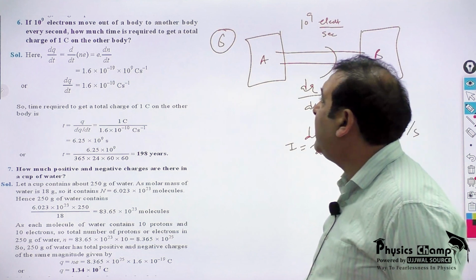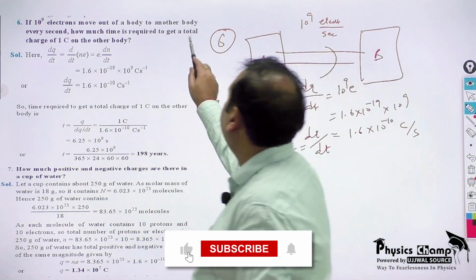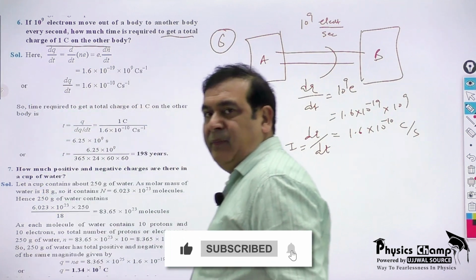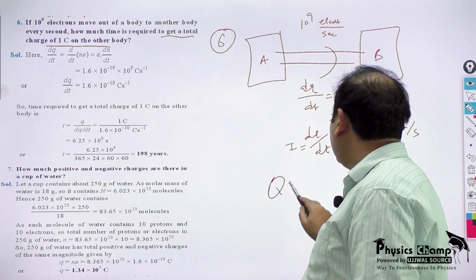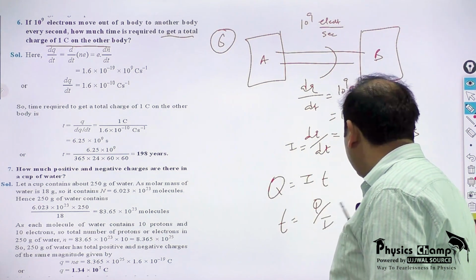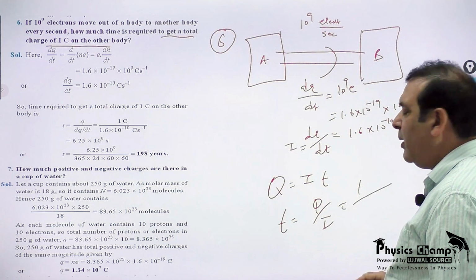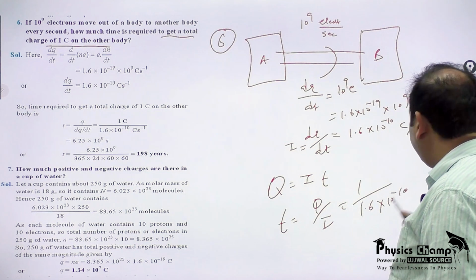How much time will it take to get a total charge of 1 coulomb to shift to another body? So how much time will it take for a flow of 1 coulomb charge? I have a relation Q is equal to IT. How much time will it take? Q by I. The charge I want to be shifted is 1 coulomb, where the current is 1.6 × 10 to the power minus 10.